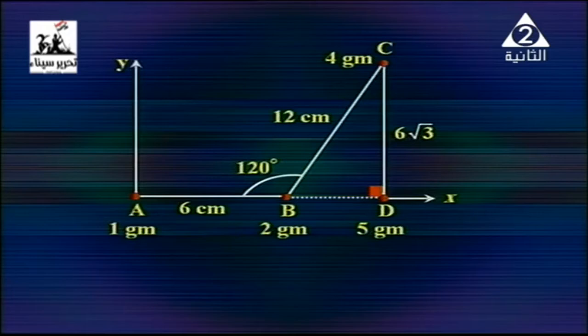Dear student, we have AX and AY. Remember, A is the origin point. AX and AY are two orthogonal axes, and we have mass at A 1 gram, at B 2, at C 4, at D 5. Now we form the table to show the masses and the coordinates of X and Y to evaluate the center of gravity of the system.